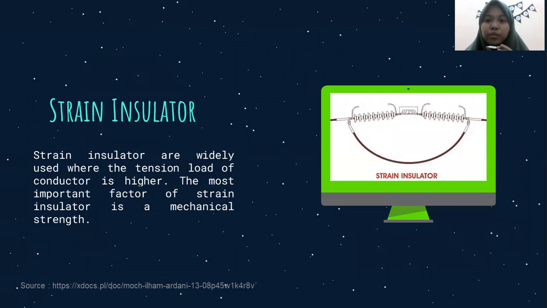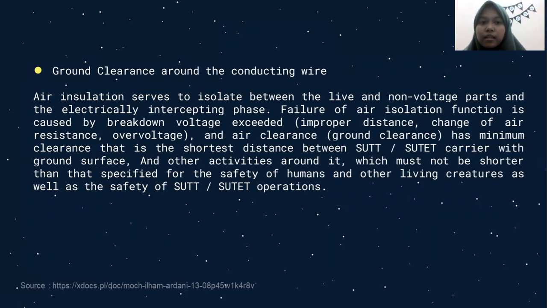And then the strain insulator. Strain insulators are widely used where the tension load of the conductor is higher. The most important factor of a strain insulator is its mechanical strength. And then the last, ground clearance around the conductor wire.